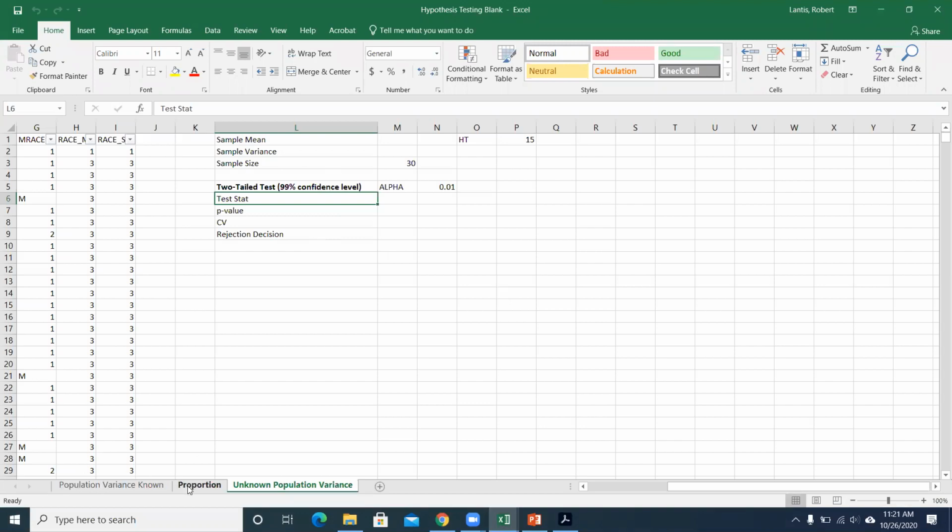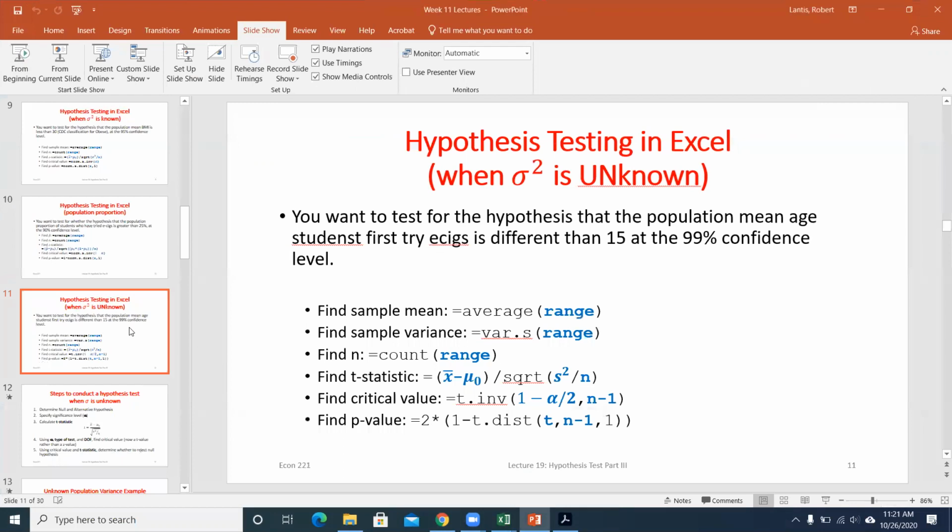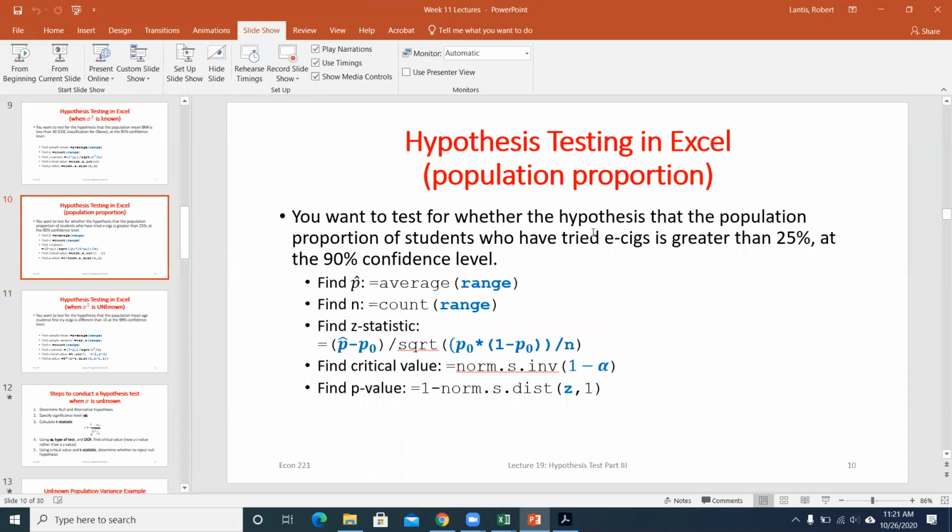Since we've been using proportion examples to start class, we'll start with a proportion example. The idea I had for this one was, let's say we want to test whether the population proportion of students who have tried e-cigarettes is greater than 25%. I had this data set, a survey of high school and middle school students about whether or not they've ever tried or smoked e-cigarettes. We want to know, is the true population proportion greater than 25%, or greater than 0.25 as a proportion? That's what we want to test for.